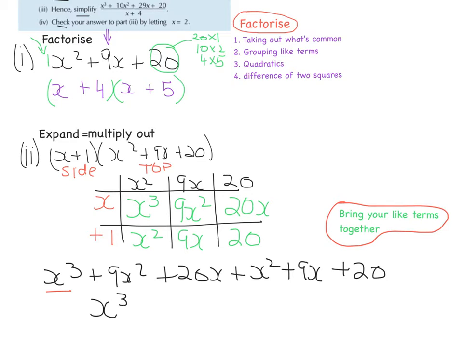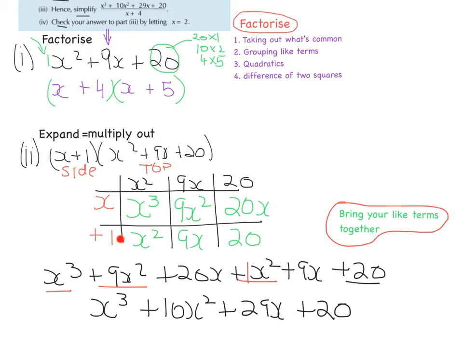I have a 9x squared and a 1x squared, remember, so that will give me 10x squared, so plus 10x squared. I have a 20x and a 9x, and if I add them together, that will give me 29x, and then on the last I have the plus 20. Okay, so the second part of that question asked me to expand out these two, which means multiply out. I've multiplied them out to get this.